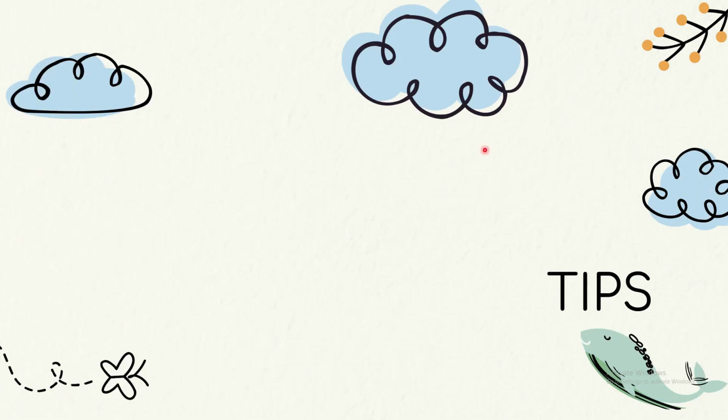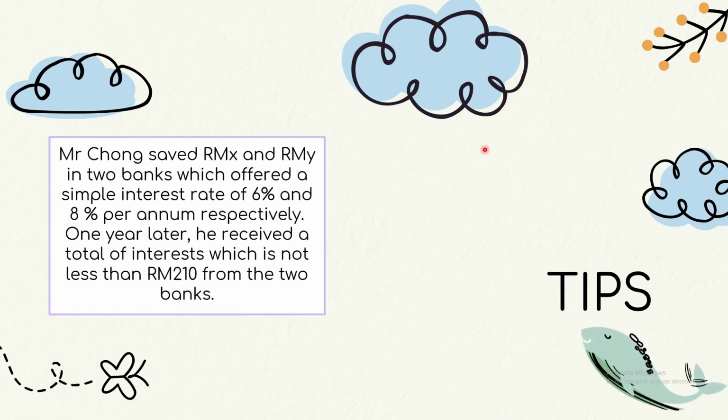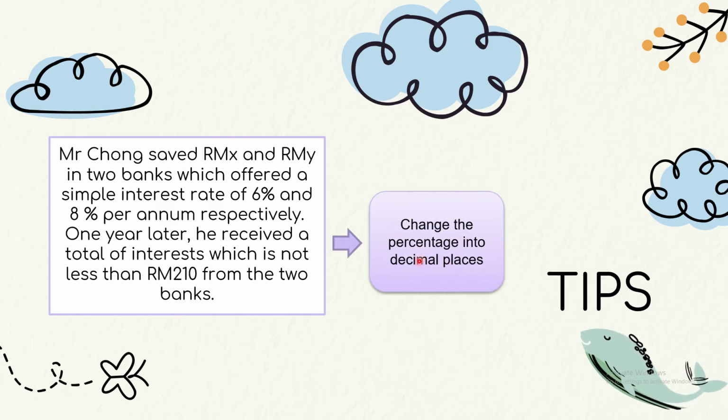So I will give you a tip to answer this kind of question. Mr. Chong saved x ringgit and y ringgit in two banks which offer a simple interest rate of 6% and 8% per annum respectively. One year later, he received a total interest of not less than 210 ringgit from the two banks. From this question, the percentages are given, and they are not in the same unit form. So you must change the percentage into decimal form. That is the tip. Later on, you will try this question by yourself. Change this percentage into decimal form.